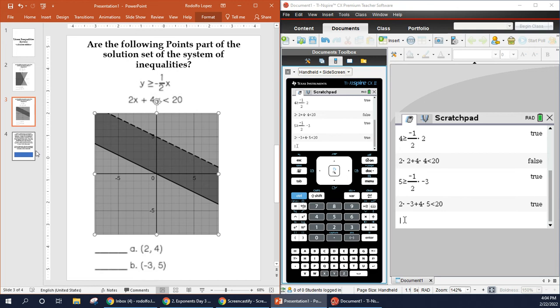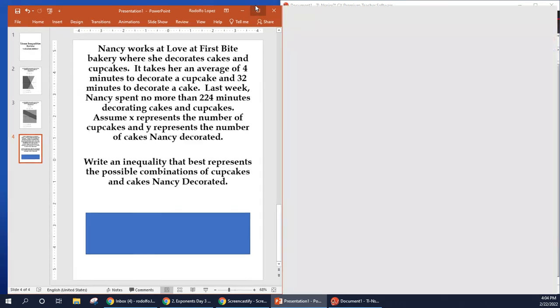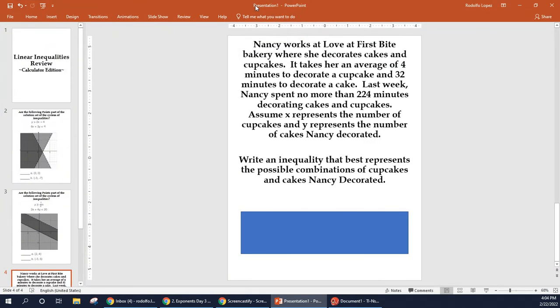Okay, let's try some word problems. Let's talk about how to write an inequality. So here we have a situation. The first thing you want to do is read the word problem and identify your variables as your first step, and then the second step is identify the key word that represents the inequality you're going to use. So we're looking for two things here.